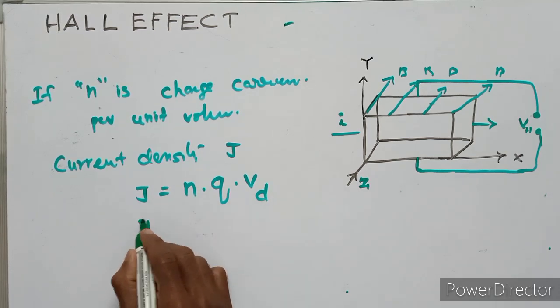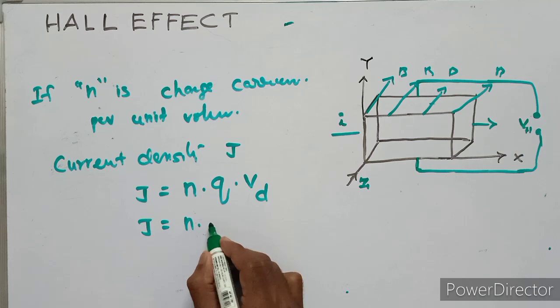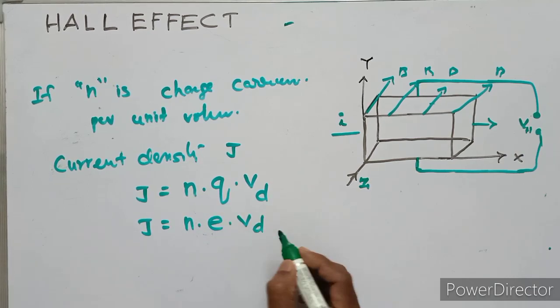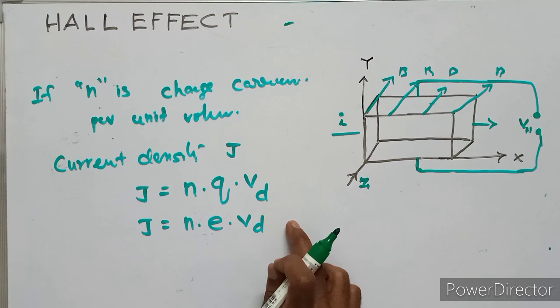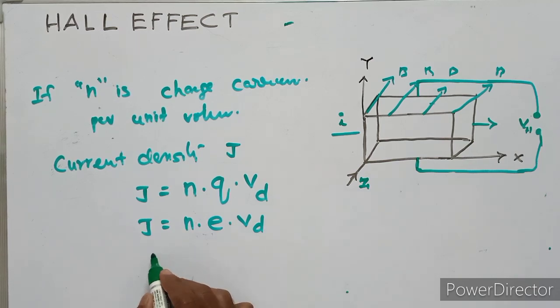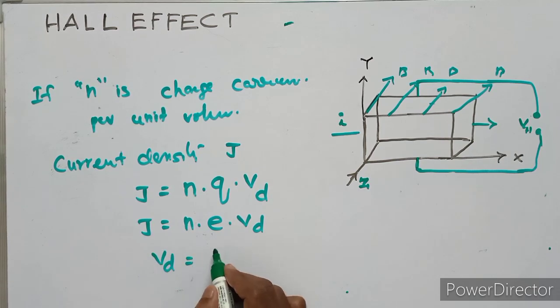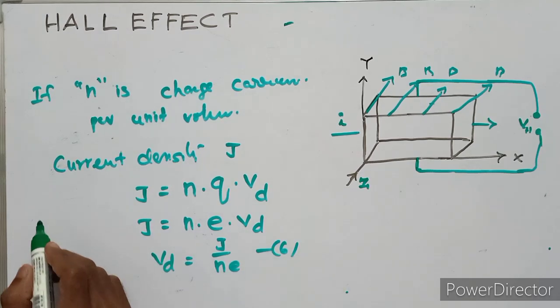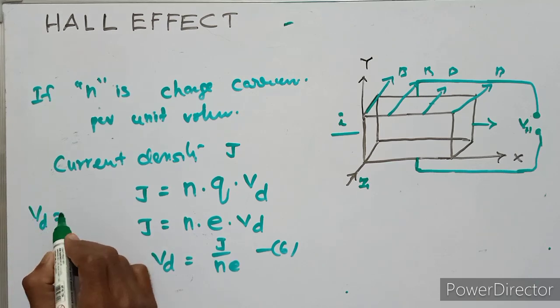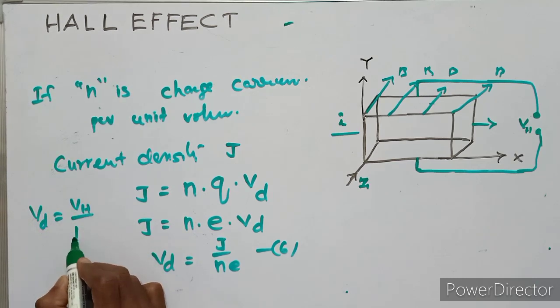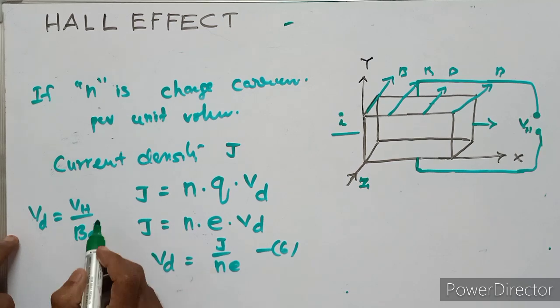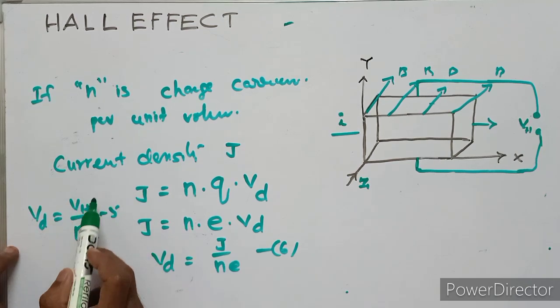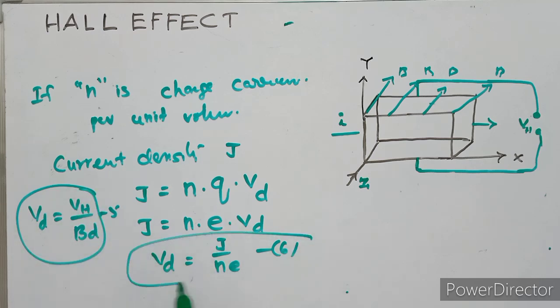Here the charge is nothing but e. This is also current density. Here the drift velocity is J upon n e. This is our sixth equation. What is the fifth equation? The fifth equation is V_d is equal to V_H upon B d. This is the fifth equation, and this is the sixth equation.